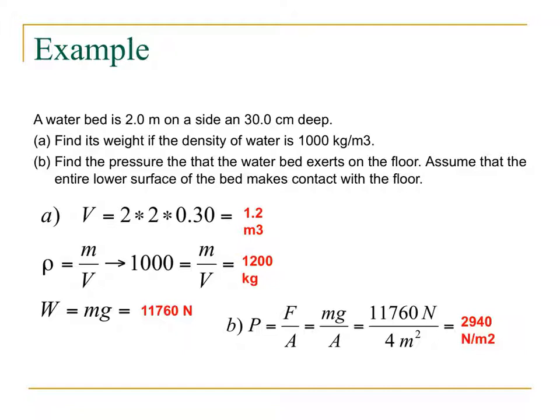Next, we're asked to find the pressure that the waterbed exerts on the floor, assuming that the entire lower surface of the bed makes contact with the floor. Pressure equals force divided by area. However, we are not given the force. We can substitute in mass times acceleration due to gravity for our force, and we calculated that right here. So we can plug that number in. Our area is our length times our width, so we're going to multiply 2 times 2, and that's where we get our 4 meters squared. And so we get the pressure as being 2,940 newtons per meter squared.